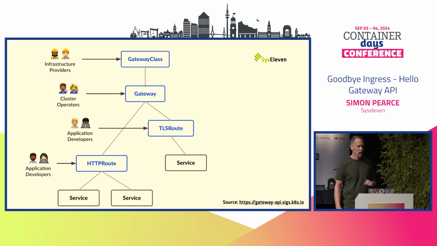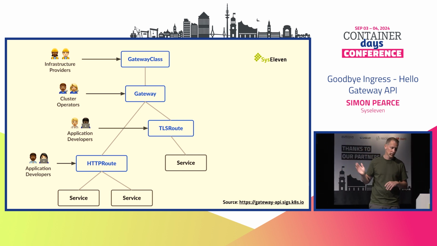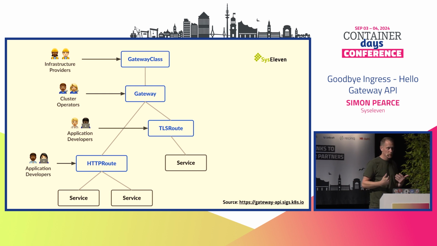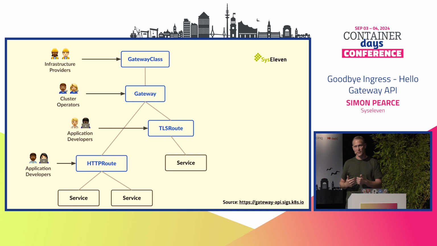And then underneath, you would have application developers that could then deploy their TLS route or their HTTP route, which then points to the service. And typically, the HTTP routes or the TLS routes are deployed in the same namespace as the application itself.